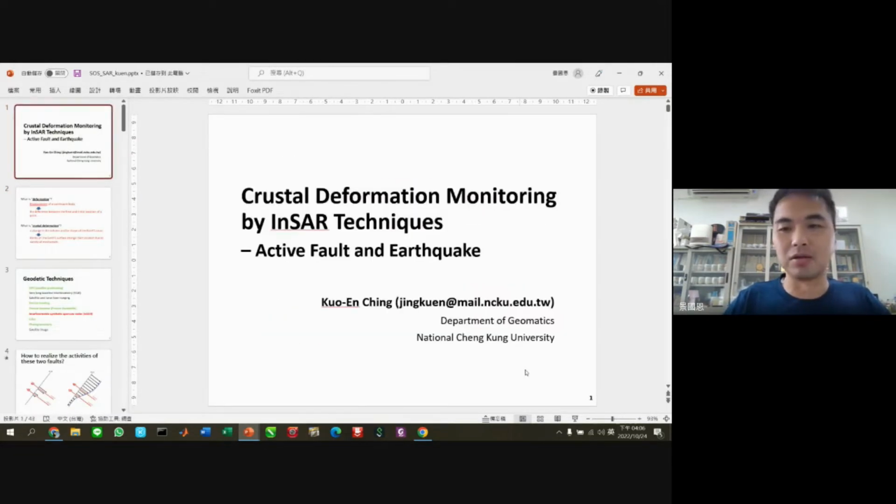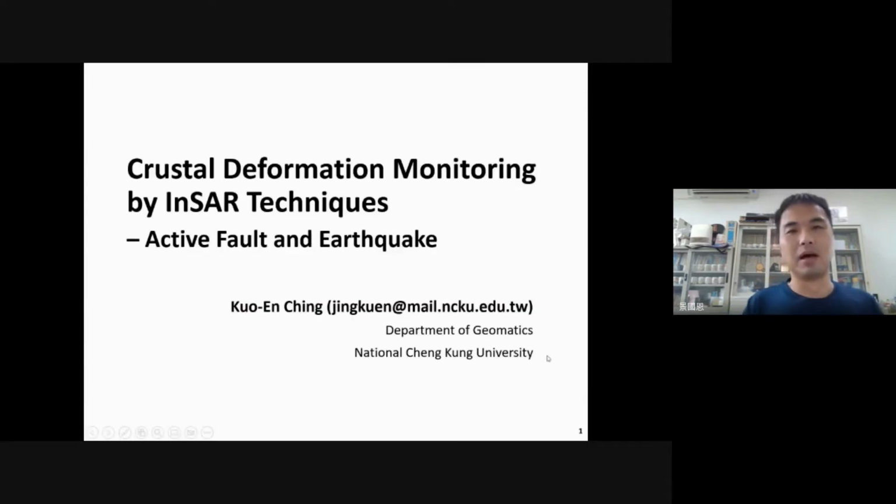If we come back to today's topic, InSAR, as one of the geodetic techniques, can help us understand the surface deformation, especially related to active faults, earthquakes, or volcanoes. However, eventually we want to understand what kind of mechanisms from active faults, earthquakes, or volcanoes cause this surface deformation.